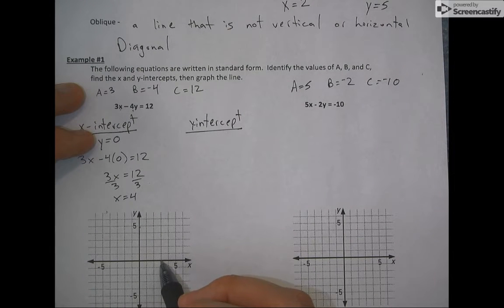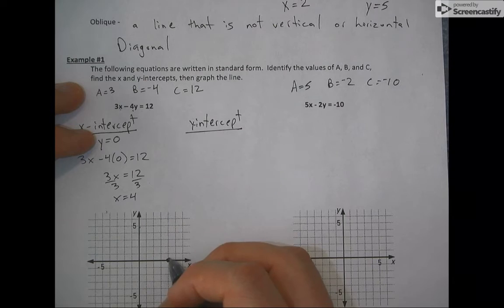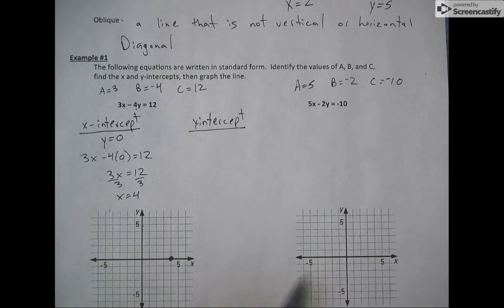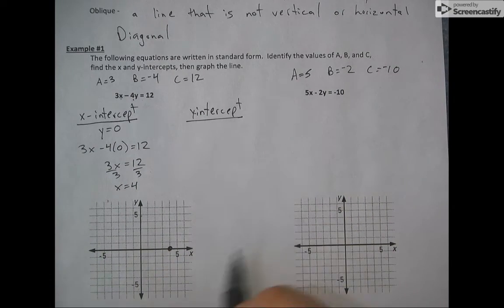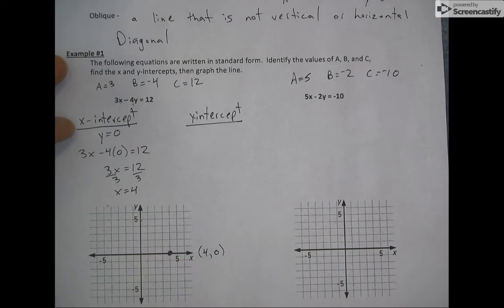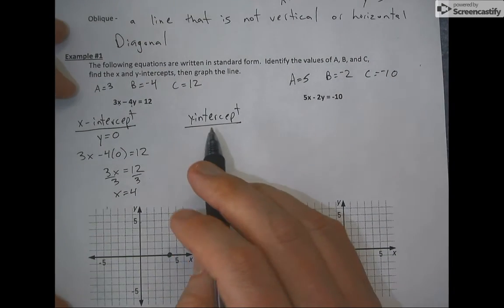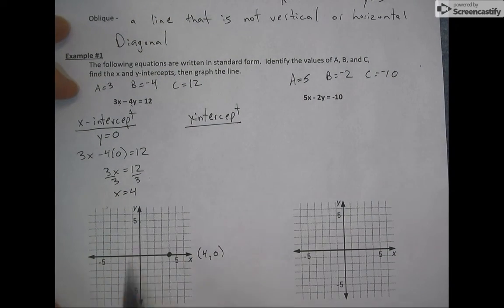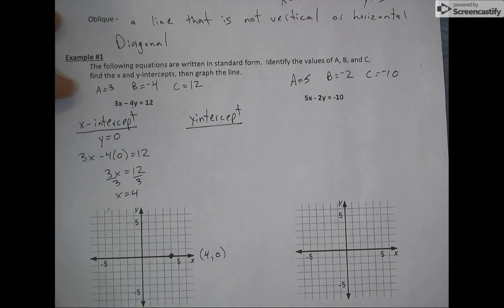1, 2, 3, 4. So we already know this line is going to hit right there. Now remember what that point is there. X is 4, y is 0. That's the x-intercept. So to find the y-intercept, it's kind of like the opposite. Wherever it hits on this line, the y is going to have a value, the x is going to be 0.